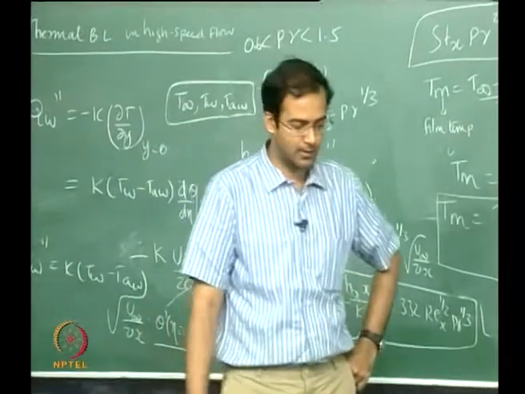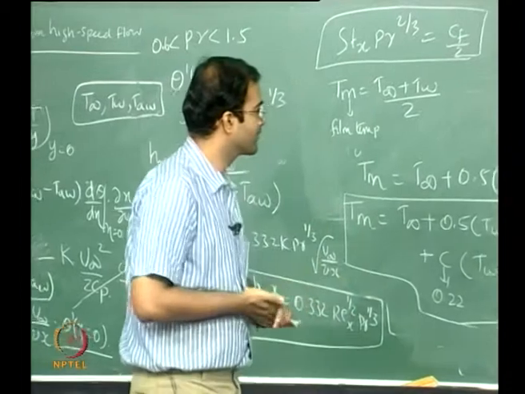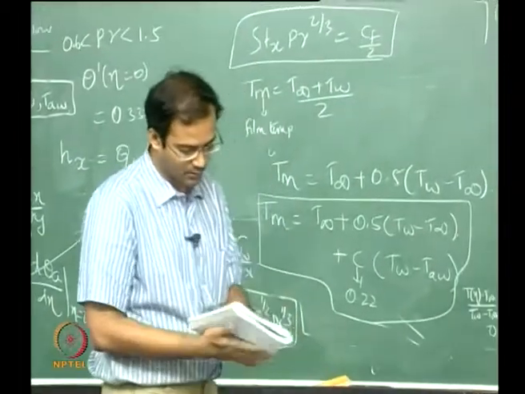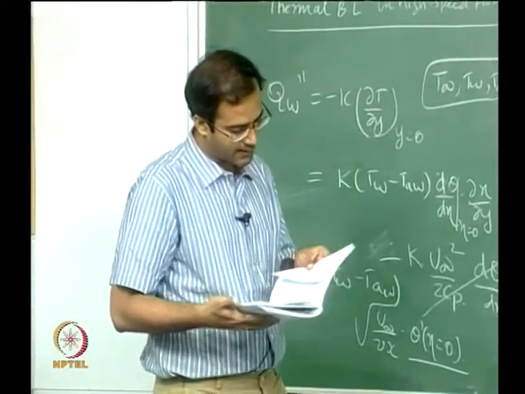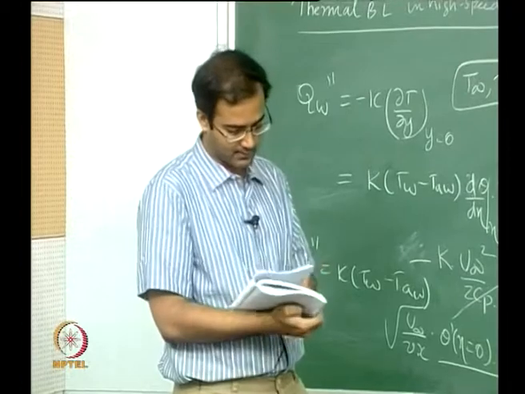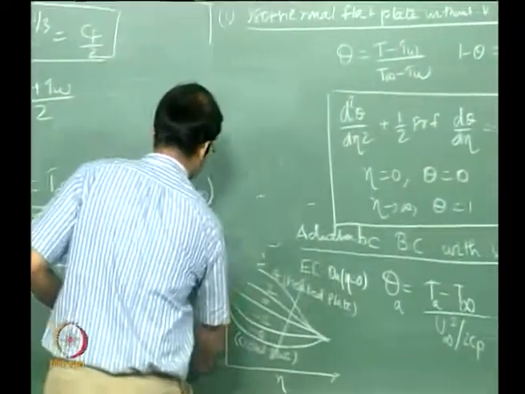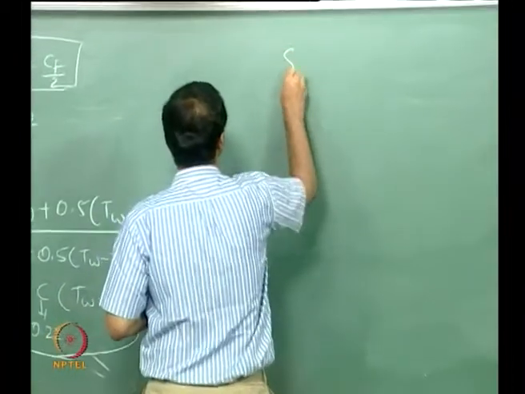So this is a very important thing. With this we have completed all the similarity solutions for external boundary layer flows. If you want, I can quickly summarize the similarity solutions that we did before we stop. So, a summary of similarity solutions, just 2 more minutes.